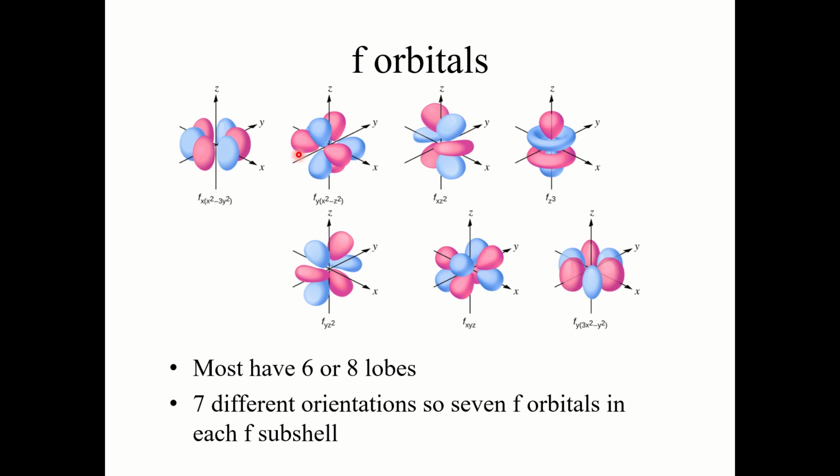Finally are the f orbitals. Now with the d and the f orbitals, I don't expect you to remember the shapes because they are very complicated. But what I'll say about the f orbitals is most have either 6 or 8 lobes. But what's important is that we've discovered there are 7 different orientations, which means there are 7 f orbitals in each subshell. So in the 4th and 5th energy levels, you would find 7 f orbitals.